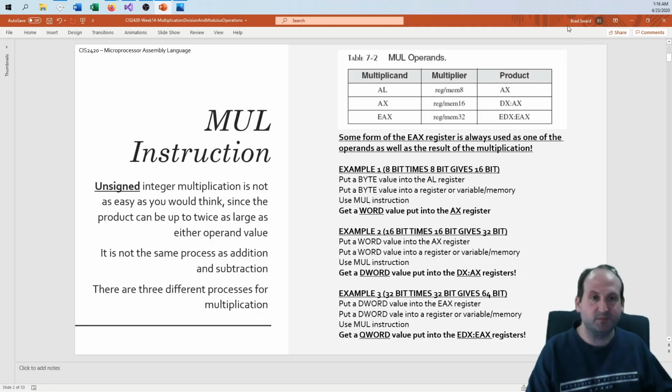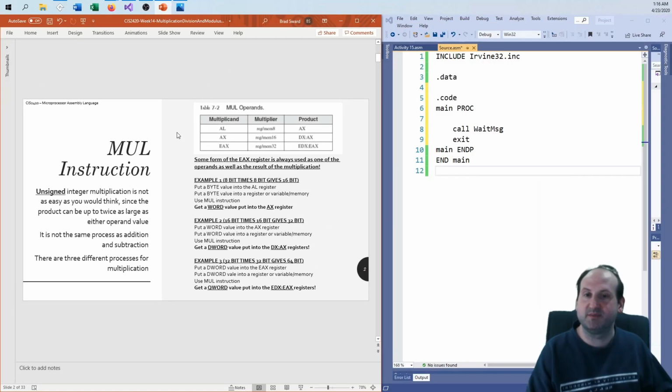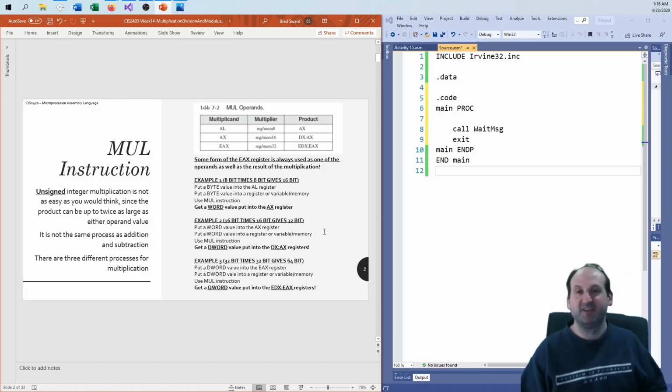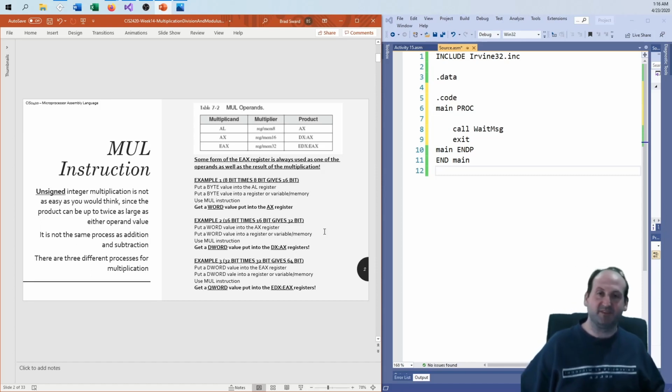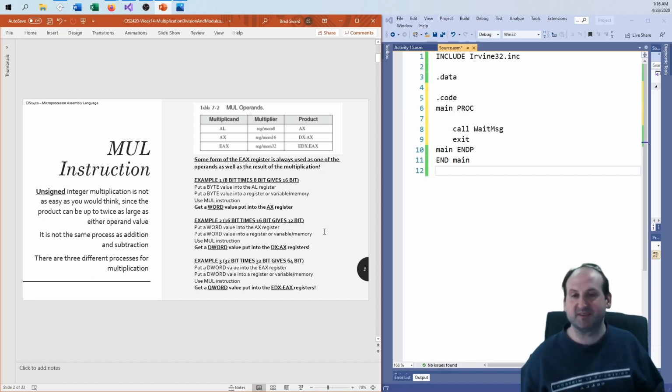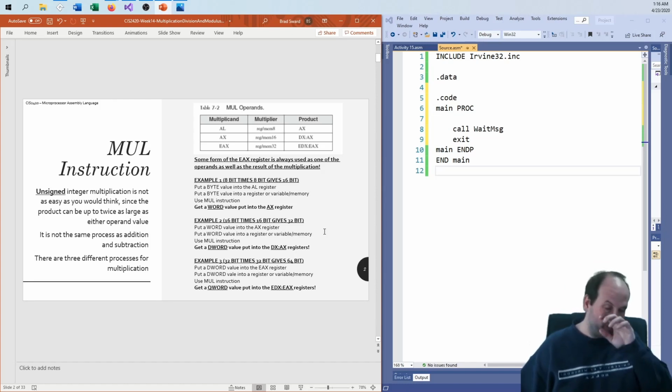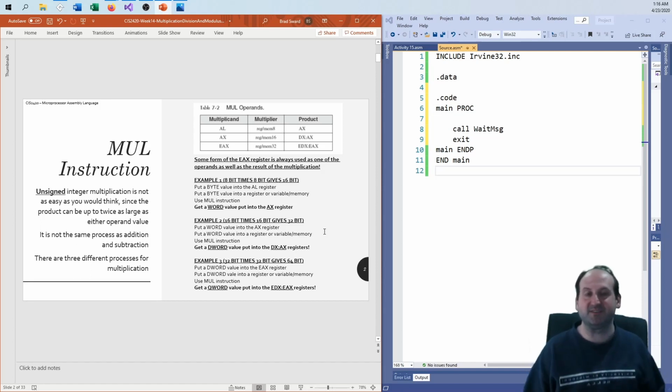So let me bring this in a little bit. There we go. We already know what multiplication and division are. This is 4th grade stuff. The only reason they put this later in the book is because it's a little more complicated than the addition and subtraction operations. Multiplication and division use different registers, and different parts of registers, depending on the size of the variables and the size of the registers that you're using.